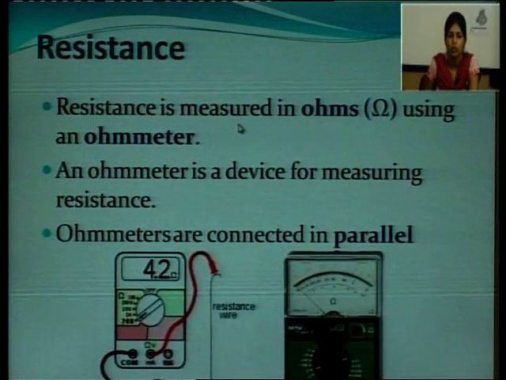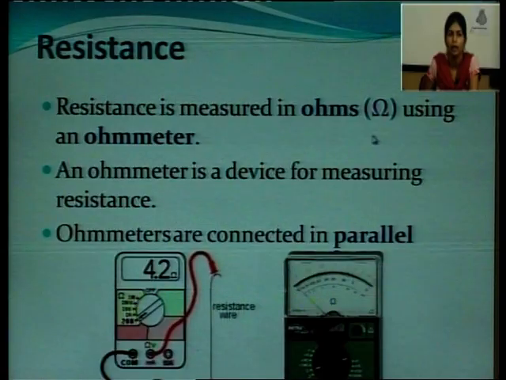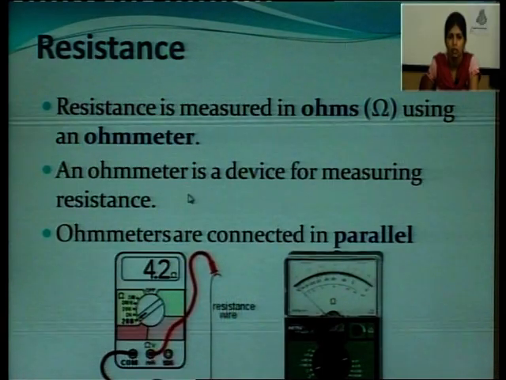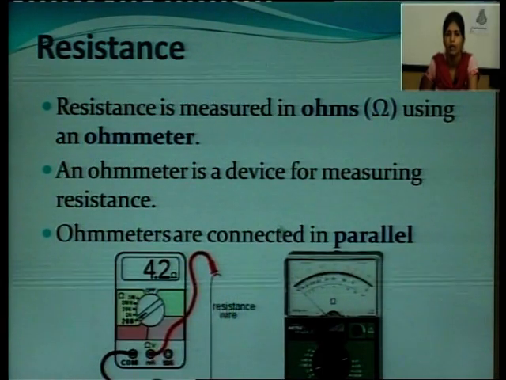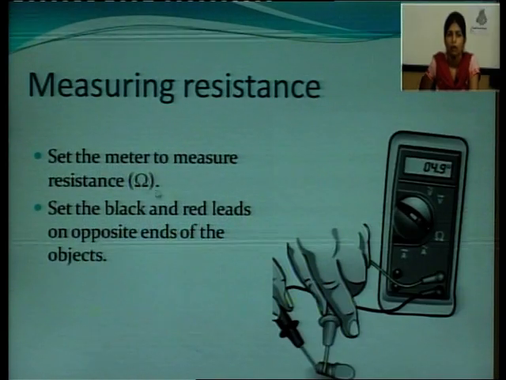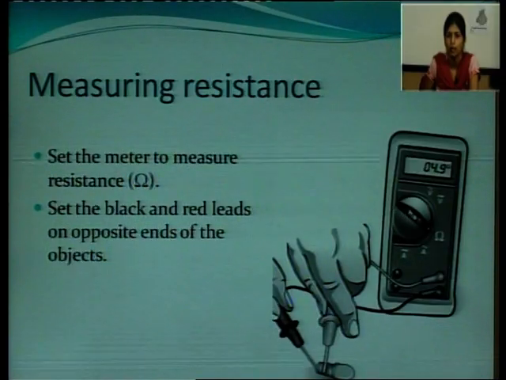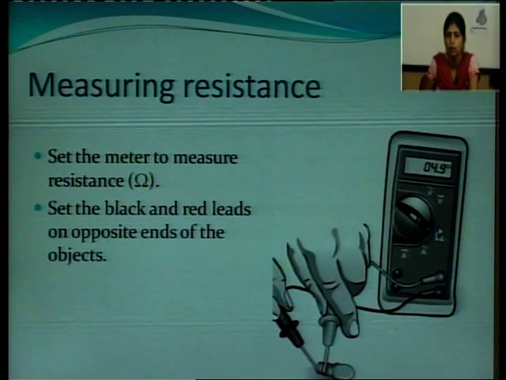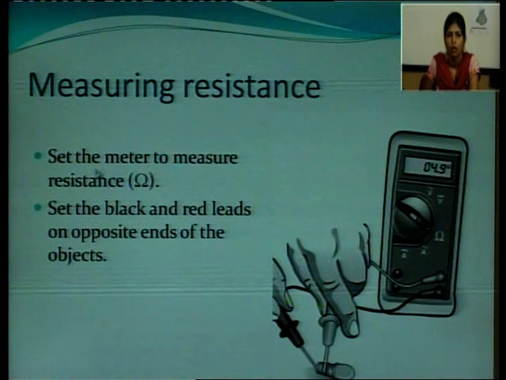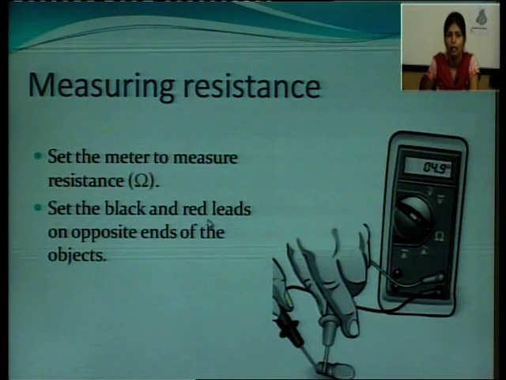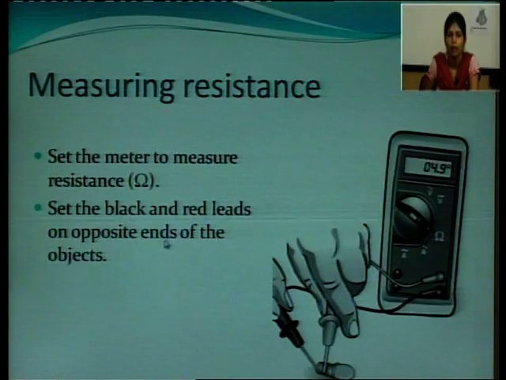Now resistance is measured in ohms, and it can be measured by using the ohm meter. An ohm meter is a device which is used to measure the resistance, and it is always connected in parallel. To measure the resistance, set the knob of the multimeter to this ohm direction. Now set the black and red leads at opposite ends of the object. So by this we can measure the value of the resistance.